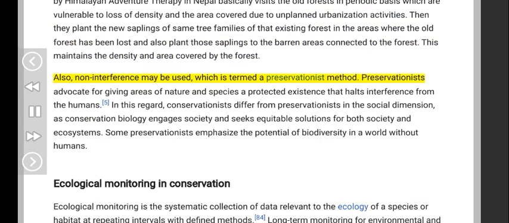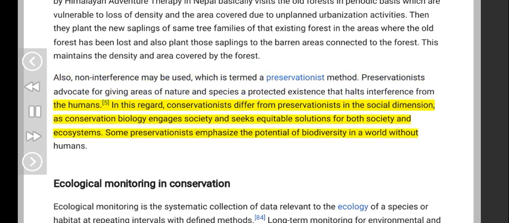Also, non-interference may be used, which is termed a preservationist method. Preservationists advocate for giving areas of nature and species a protected existence that halts interference from humans. In this regard, conservationists differ from preservationists in the social dimension, as conservation biology engages society and seeks equitable solutions for both society and ecosystems. Some preservationists emphasize the potential of biodiversity in a world without humans.